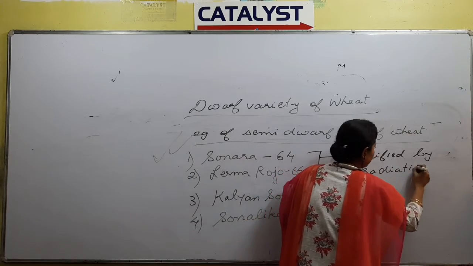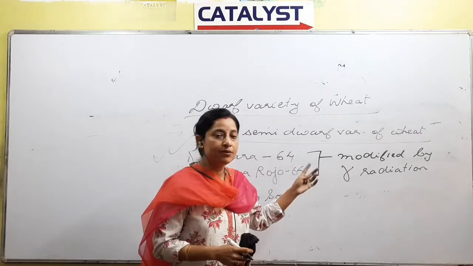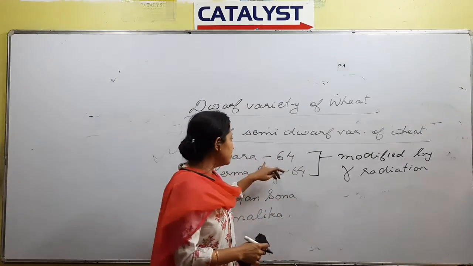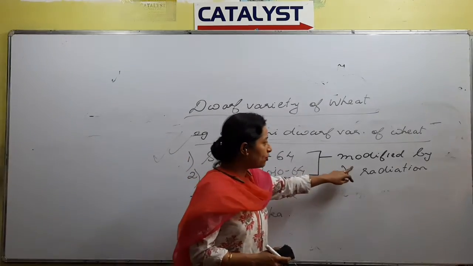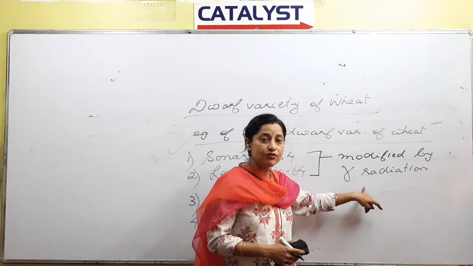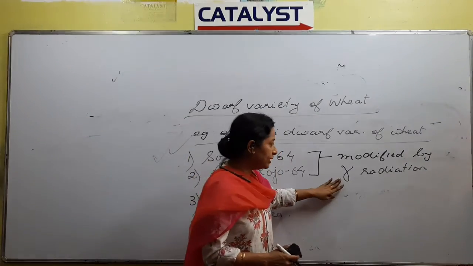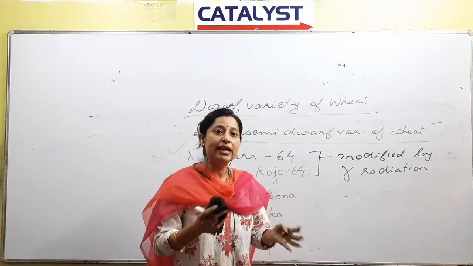Right? Mutation breeding, why did they have to do mutation breeding? Because they were not adapted to the climate of India, right? And so they were modified by gamma radiation. You need to remember how they were modified, and after modification, whichever plant they got, they gave those plants new names.